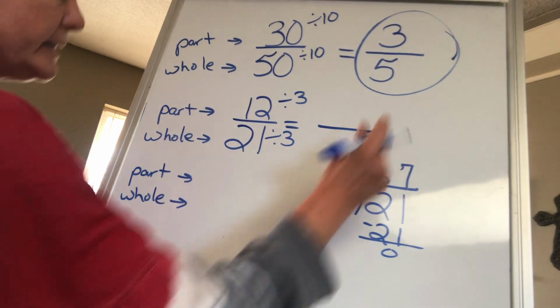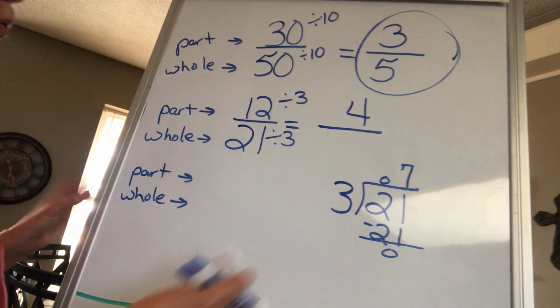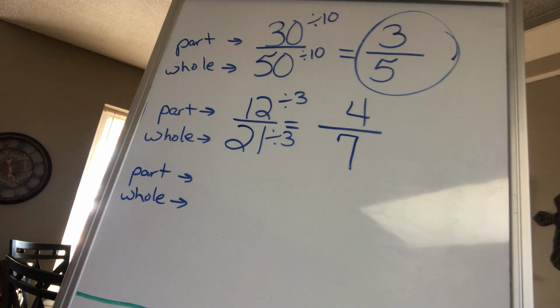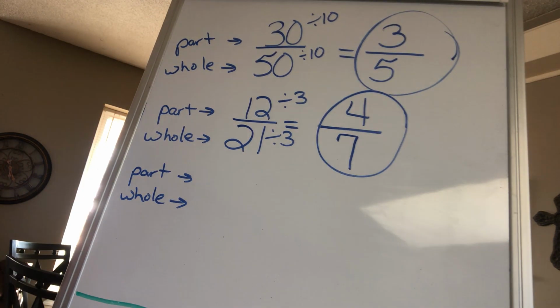12 divided by 3 is 4. And we just found out that 21 divided by 3 is 7. So I brought it down. So now I have 4/7 of the cookies were vanilla. Is there any number that I can divide 4 and 7 by and get a 0 remainder? 2 doesn't work. 3 doesn't work, 4 doesn't work, and since that was a 4, there's no lower I can go. So 4/7 of the cookies were vanilla.